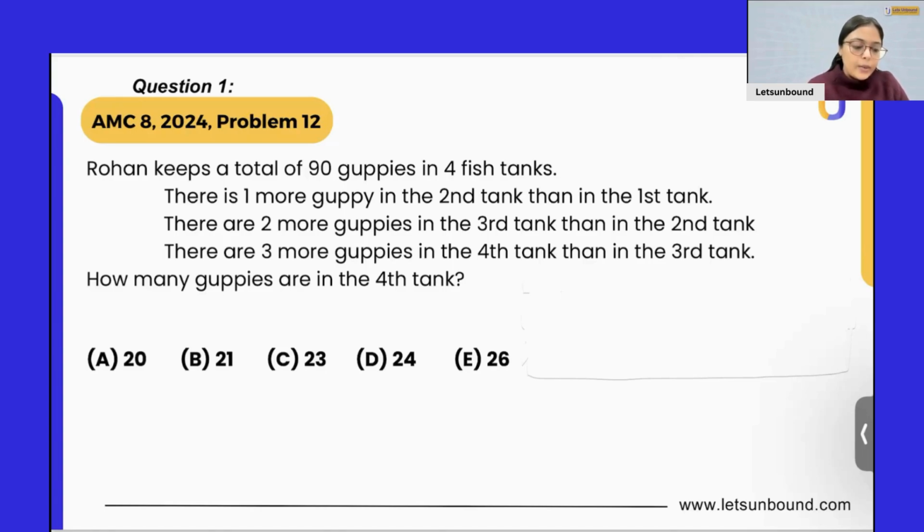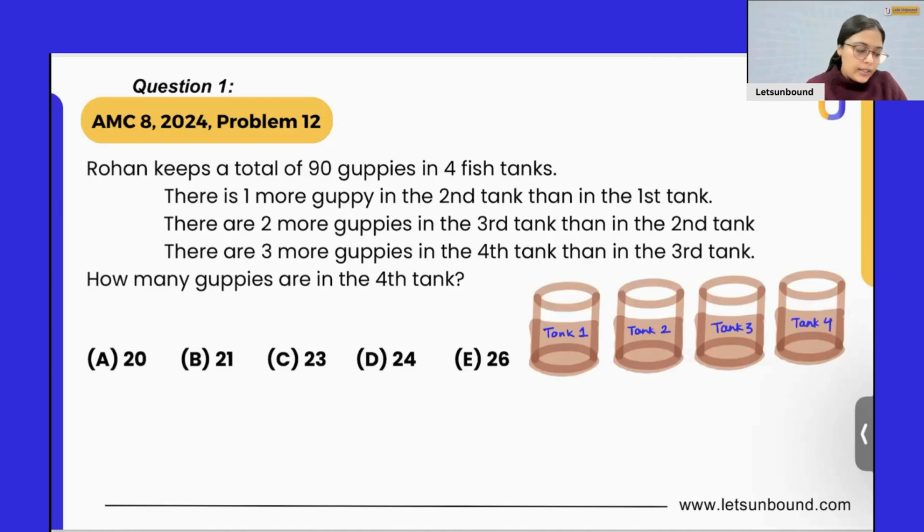So let's just see. We have 4 tanks in total. And also if you see, the total guppies are 90. That means if we talk about the total, that is going to be 90. Now, what are they talking about the number of guppies in each? So we have no idea how much is in each tank. So let's assume in tank 1, we have X guppies, right?